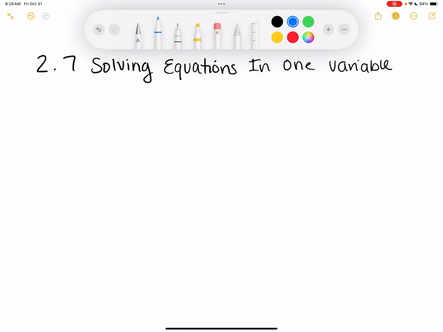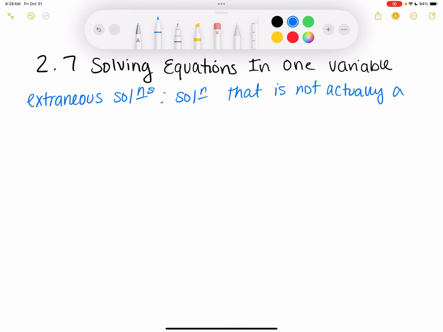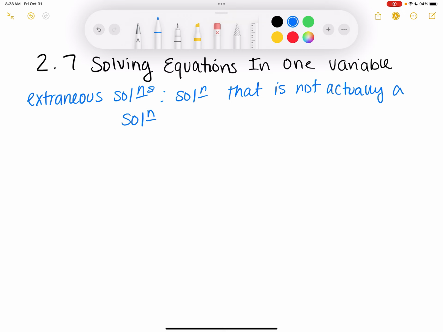Alright, so there weren't notes for this, but there are two little things I'm going to tell you. We can have an extraneous solution, which is a solution that is not actually a solution to the problem or a solution of the original equation. Most of the time this happens with rational functions, where you get a value for x that works, but it would cause a 0 in the denominator.